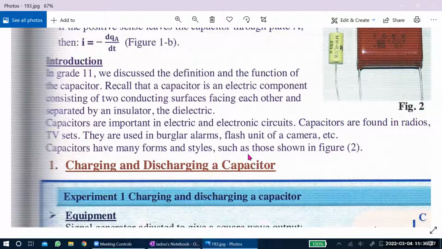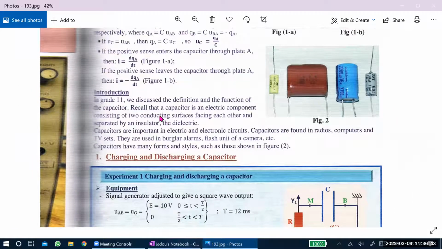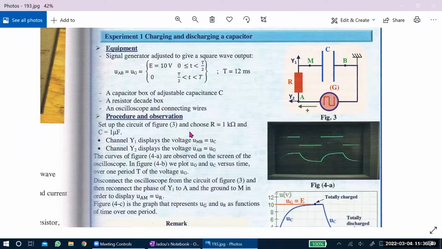So the capacitor can provide high energy, high current, sometimes high voltage depending on the circuit, but for a short interval of time. Usually it's less than a second. They have many forms and styles such as those in figure 2. All right. So let's try to start with the first part, which is the charging and the discharging of a capacitor.